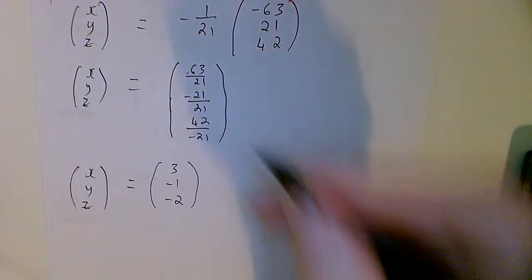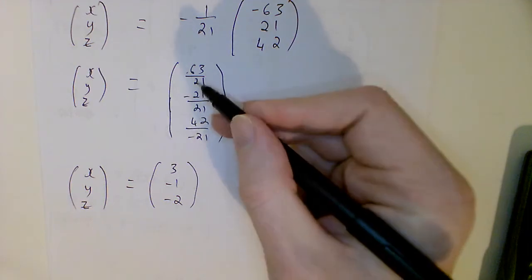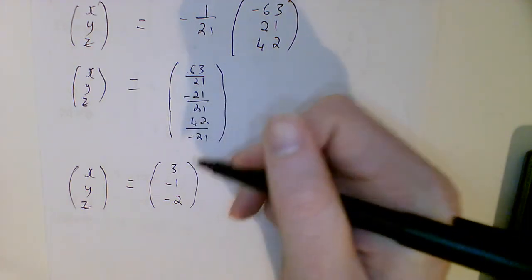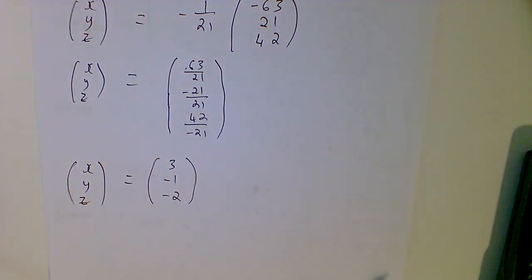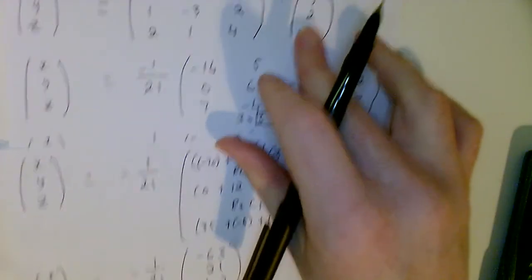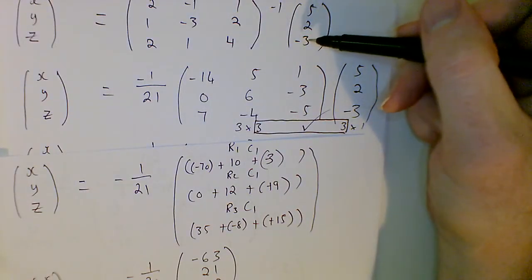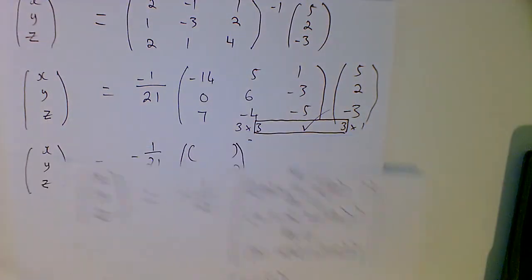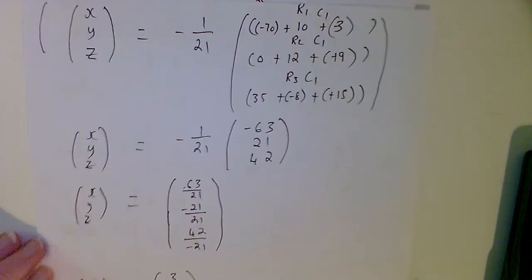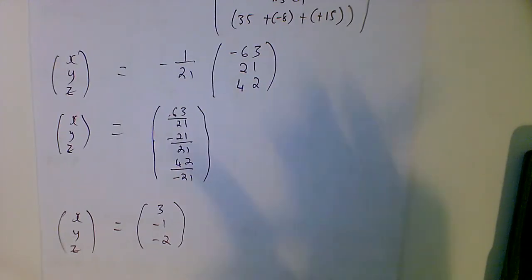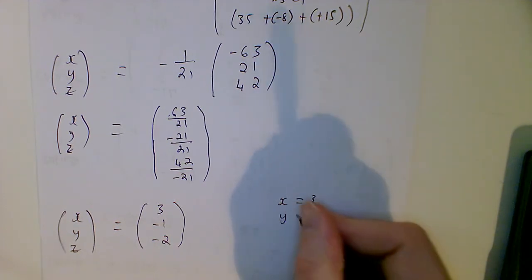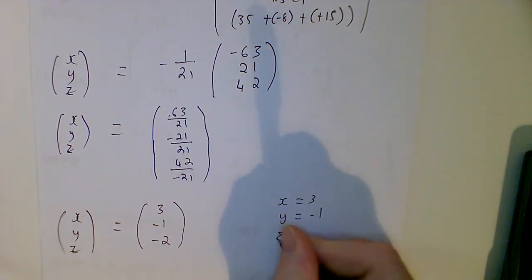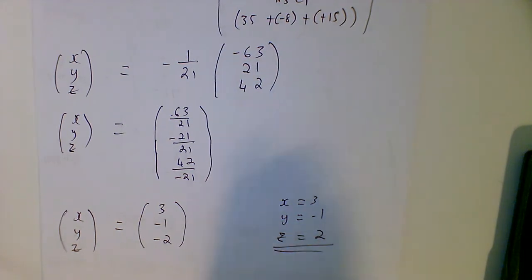Just like that. 63 divided by 21 is 3. Negative 21 divided by 21 is negative 1. And 42 divided by negative 21 is negative 2. Apologies for the little mistake. I just copied over the first bit. I'd copied that over as 3 instead of negative 3 from the question. Happens. You know what I'm like. I'll make mistakes from time to time. Right. So that means that x equals 3, y equals negative 1, and z equals negative 2.